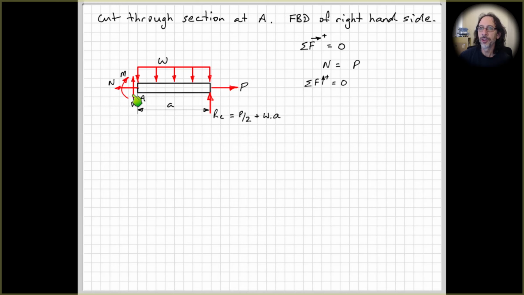And then shear force, sum of the forces in the vertical direction equals 0. So we have V minus W times A, so the amount of distributed load that's acting on the section that we're looking at. So here it's just W times A, and that's in the negative direction, plus RC, which is our reaction force out on the roller support. Substitute in for what we had before for RC, and we get that the shear force is equal to minus P on 2.